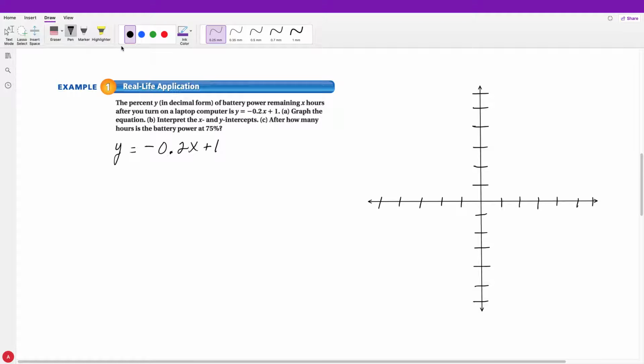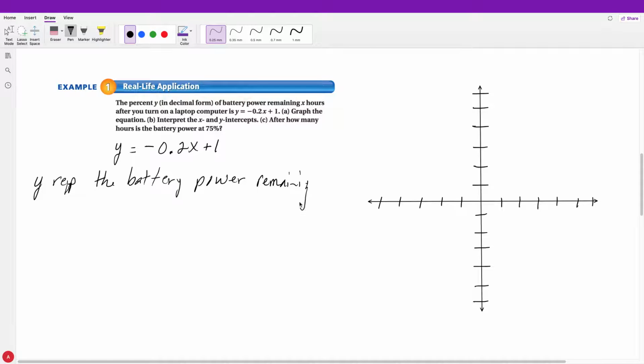So we need to look and see what information they are giving us, and what our y's and our x's represent. This is why defining our variables, which we learned before, is really important, so that the readers know exactly what our variables represent. It says the percent y of battery power remaining, so that tells me that my y is representing the battery power remaining.